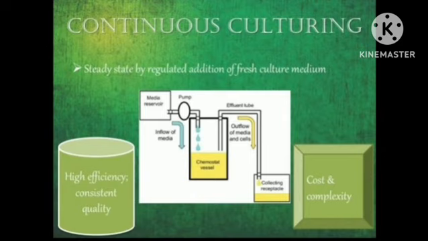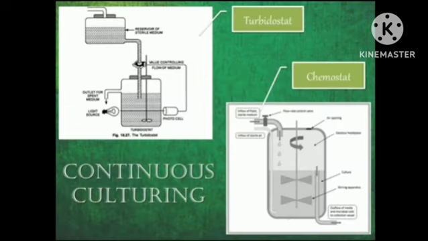So, a quick comparison for the three culturing methods. Batch: the media is prepared and added at the start, and harvested at the end. This is the continuous culturing: continuous culture continues with the addition of the medium, and is harvested continuously.